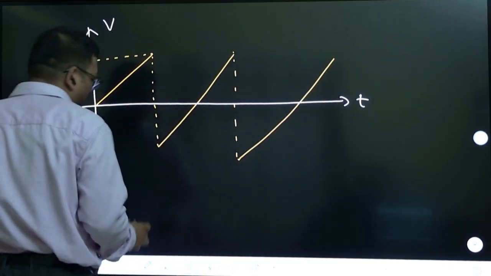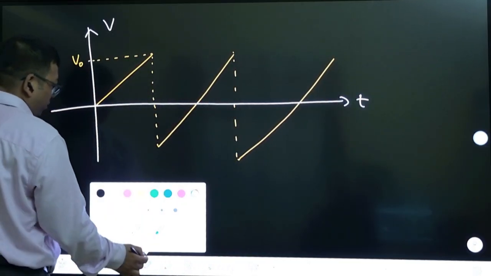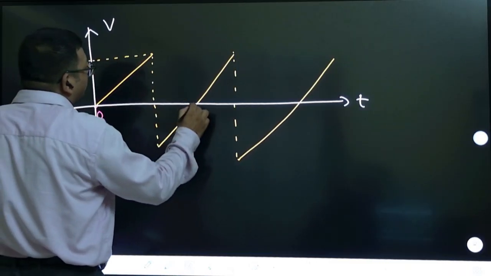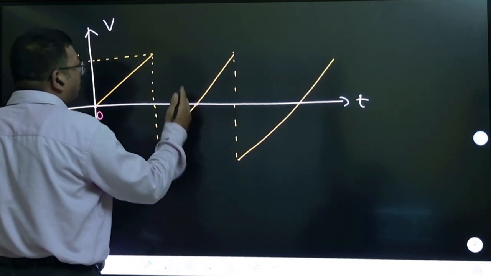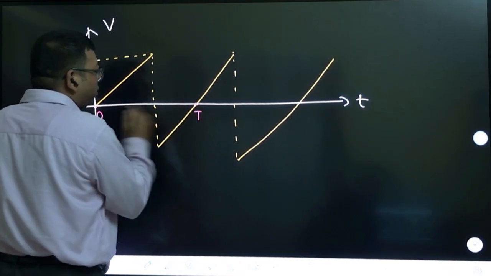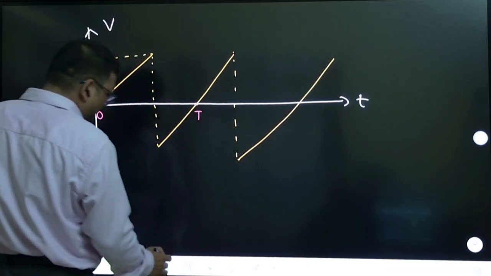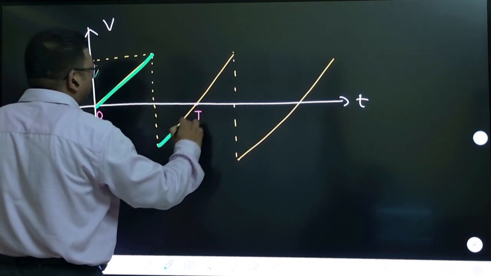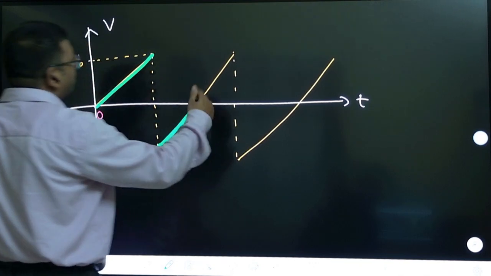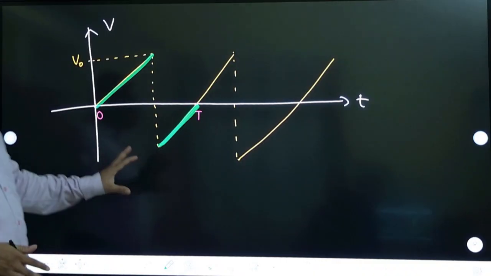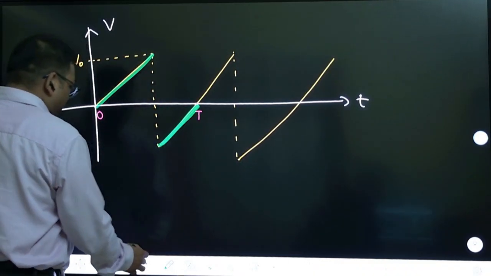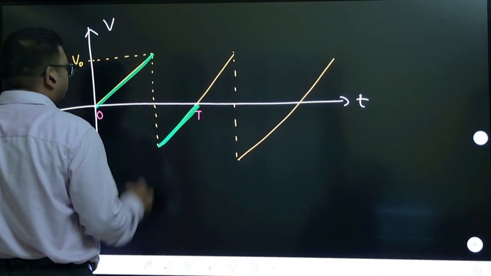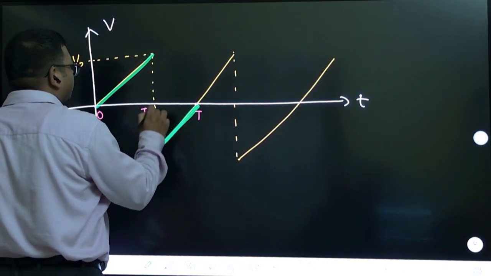Here you need to note that this is time 0 and this is one complete cycle, because after this cycle is over, the same graph is being repeated. So this is one complete cycle. This time was T by 2, this time was T, and this point was T by 2.